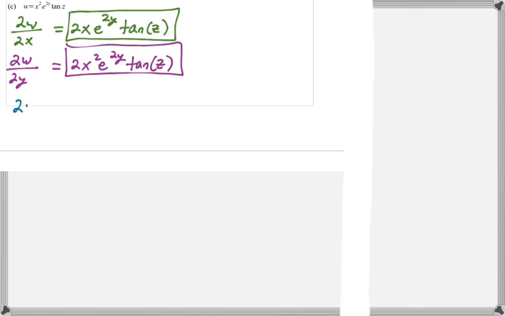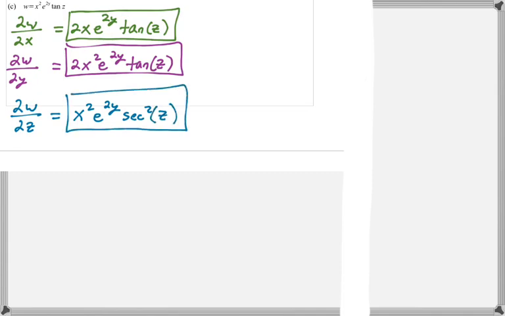Okay, and then finally we're going to take the partial of w with respect to z. So the x squared and the e to the 2y are treated as constant factors, so they're just there. So this is going to be x squared, e to the 2y, and the derivative of tangent is going to be secant squared. So the derivative of tangent of z is secant squared of z.